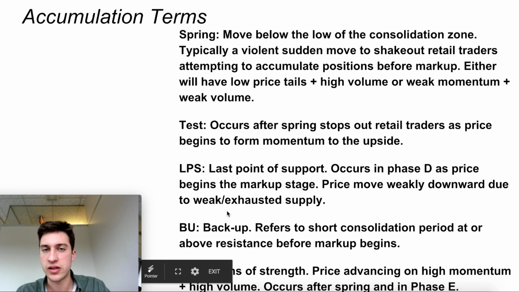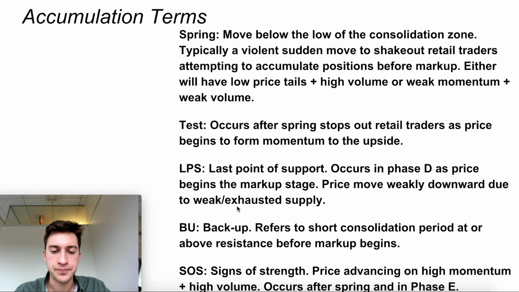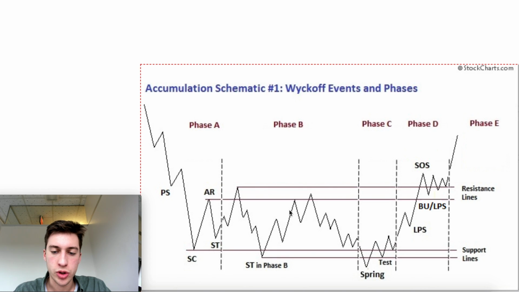And we can also translate that effect with supply. Weak supply would be not many people want to sell. They just are bullish. And exhausted would be everyone who wanted to sell has likely already sold, so we can't really find any more sellers. And this is what's going to happen. So price is going to move weakly downward due to these dynamics, and that's going to occur here.